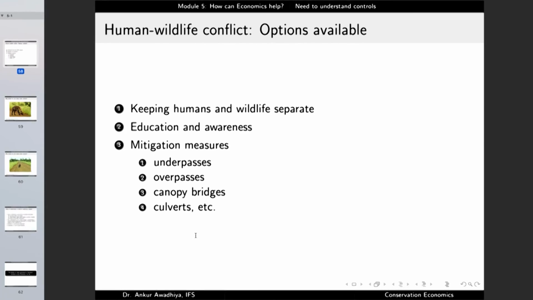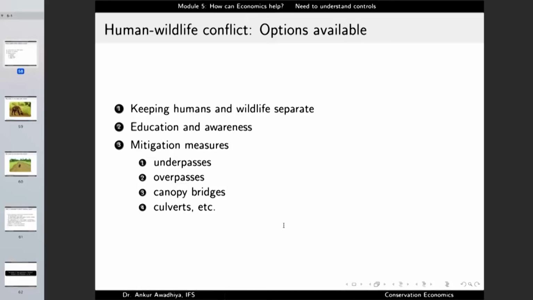Remember, we said a short while back that if there is a road and this road is acting as a big barrier, but there is also a bridge, so the animals may use the bridge to cross, and in that case, the interaction between the animals and the humans goes down.